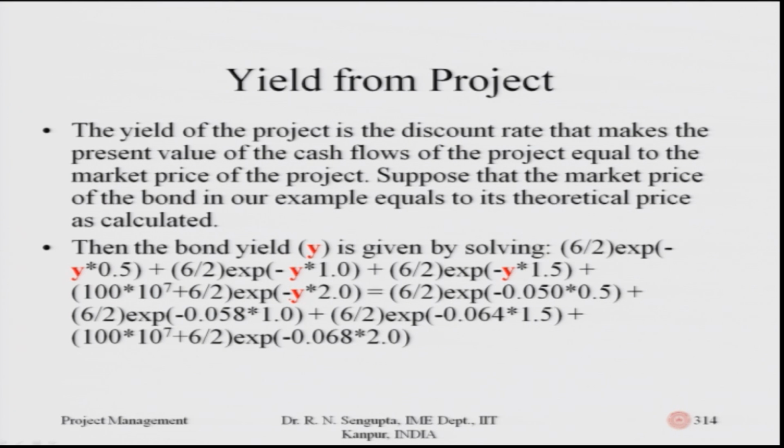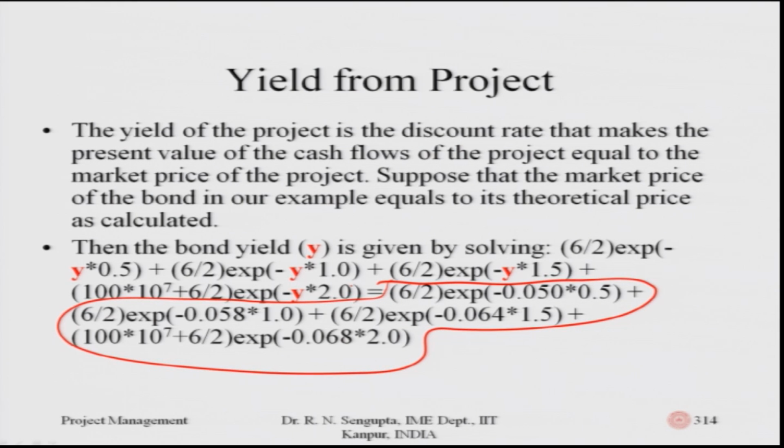If you consider the last equation we have solved, which was the 313th one, the term to the right of the equality sign, this part I will highlight, is exactly the same as what we did. 6 by 2, this is the semi-annual one, and 0.050, 0.058, 0.064 or 0.068 are the interest rates based on the calculation of the zero rate for half a year, 1 year, 1.5 years and 2 years, and the time frames are given as 0.5, 1.0, 1.5, 2.0.